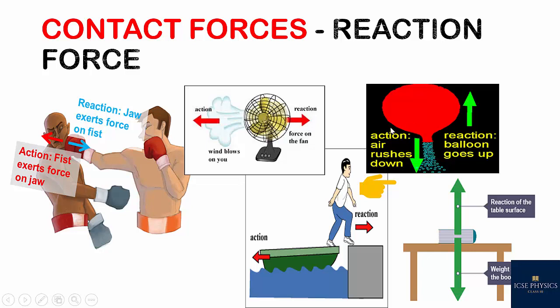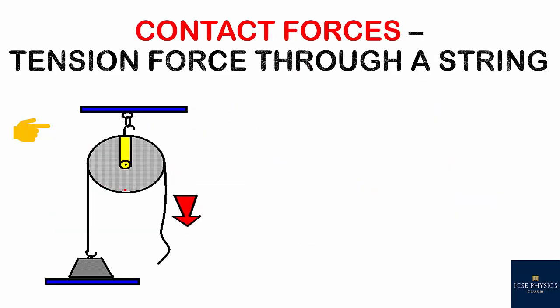One force allows the air to rush down out of the balloon. Then the reaction force will be the balloon goes up. Similarly, here wind blows on you and there will be a reaction force on the fan. Another type of contact force is tension force through a string.